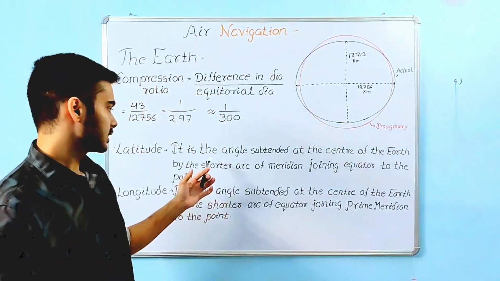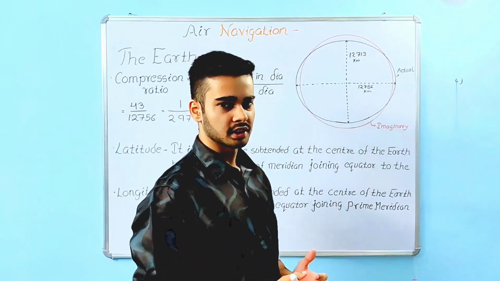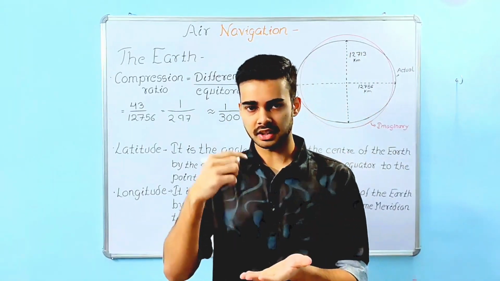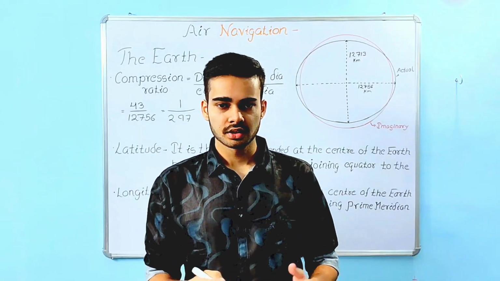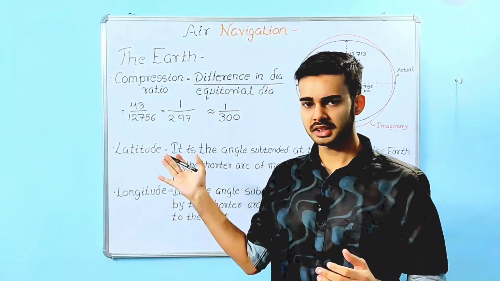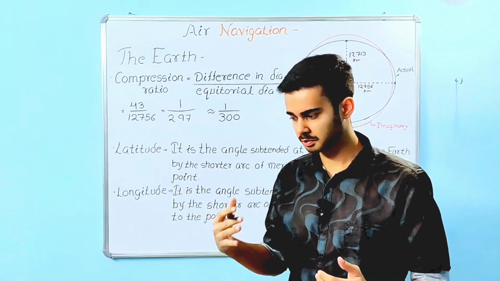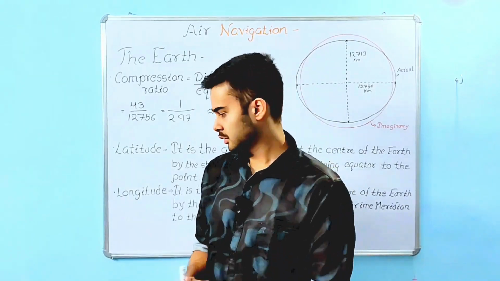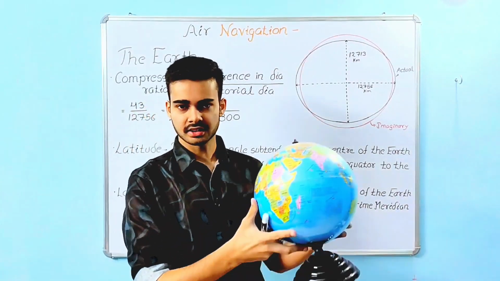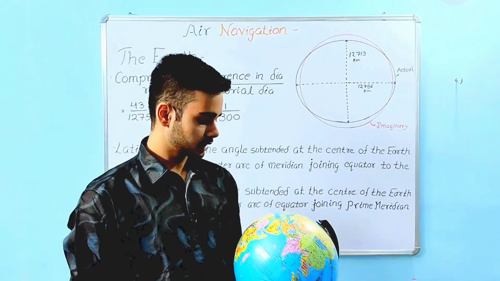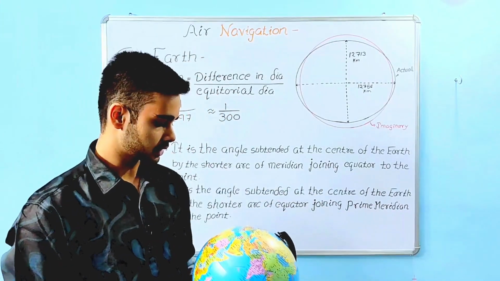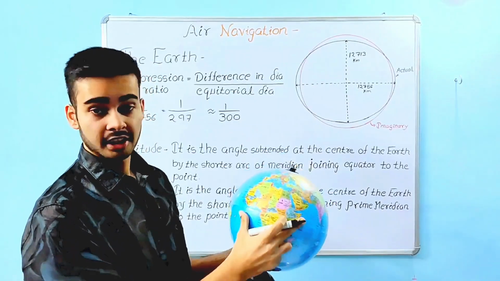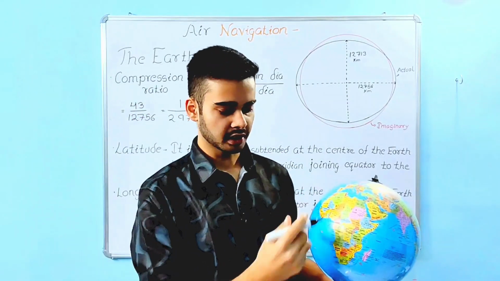What it says is: it is the angle subtended at the center of the earth by the meridian joining the equator and the point at which we are. So we read this, we may have understood it, may have not. So how to put it simply? We'll do a quick example. This is our earth. Let's take any point on it, let's say Madrid. It is right above Morocco and Algeria.